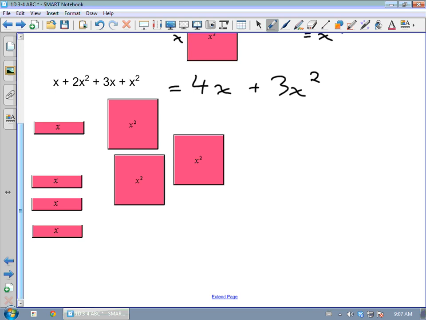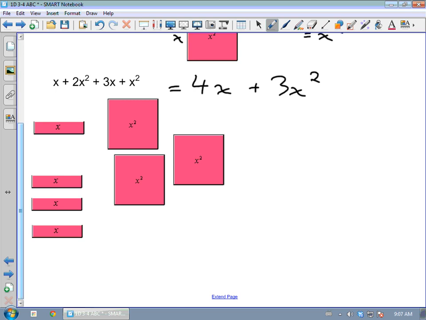Can we add these things and these things together? Well, no, we can't, because these are different animals, these are different creatures, these are different shapes. We can't say, oh, we have 7 whatevers. We have 7 tiles, but we don't have 7 x's. We don't have 7x squareds. We have 4 x's and we have 3x squareds.